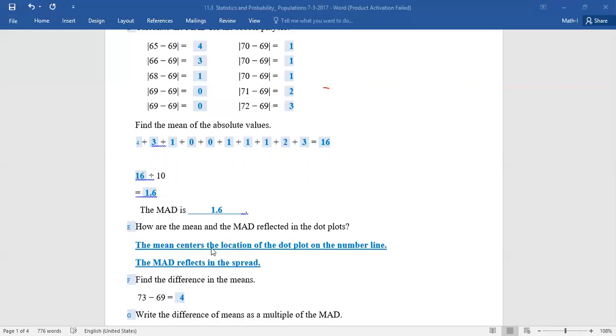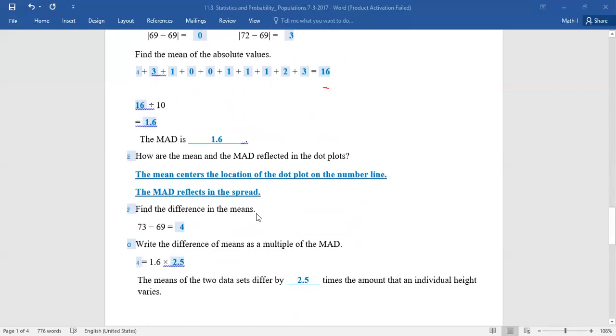Now, how are the mean and the MAD reflected in the dot plots? The mean, for the first one and the second one, centers the location of the dot plot on the number line. But the MAD reflects the spread. So MAD will reflect the spread. Do you remember the spread, which is the range?